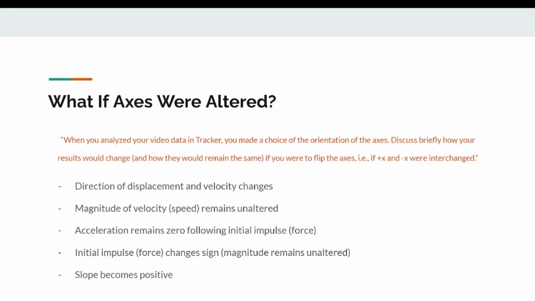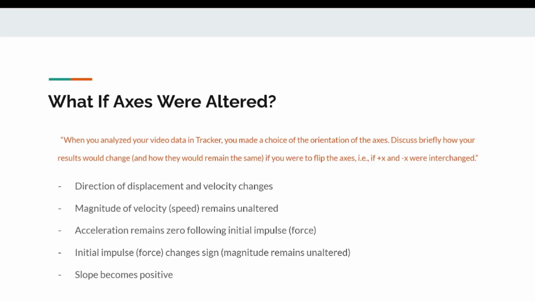So what if the axes were altered? Well, the direction, displacement and velocity would change because those are vector quantities, and plus and minus being switched would mean those completely change. The magnitude of velocity, however, would remain unaltered because speed is a scalar. Acceleration is 0, so it would not change even if the signs change because it's constant velocity, at least following the initial impulse or force.